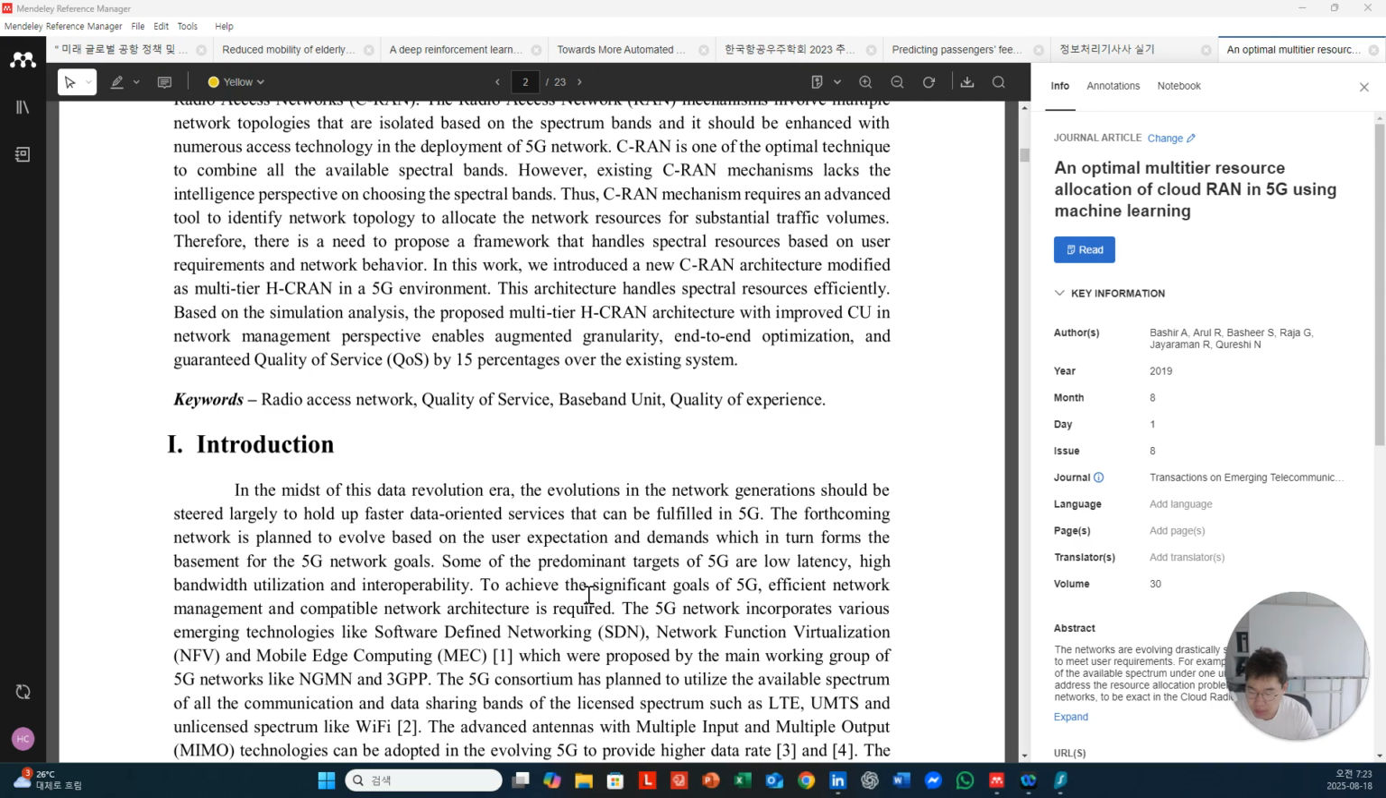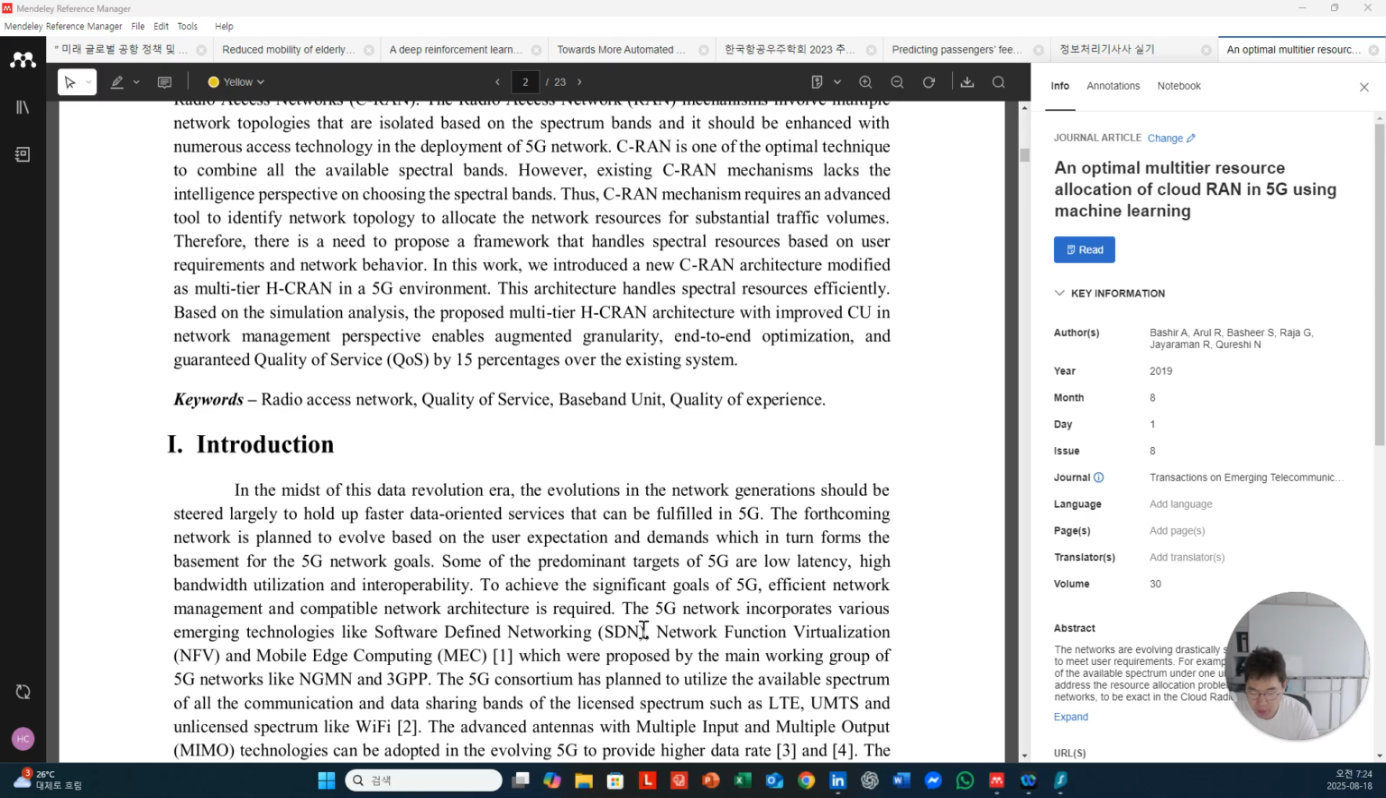1. Introduction. In the midst of this data revolution era, the evolution in the network generation should be steered largely to hold up faster data-oriented services that can be fulfilled in 5G. The forthcoming network is planned to evolve based on the user expectations and demand, which is the basis for the 5G network goals. Some of the predominant targets of 5G are low latency, high bandwidth utilization, and interoperability. To achieve the significant goals of 5G, efficient network management and compatible network architecture are required.